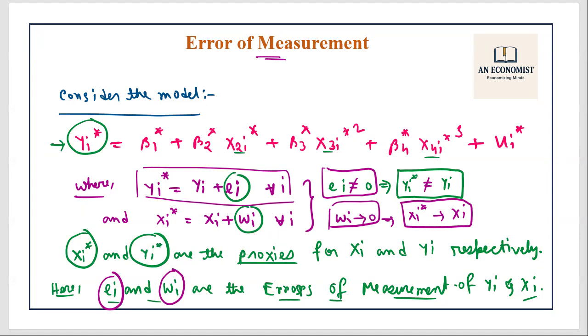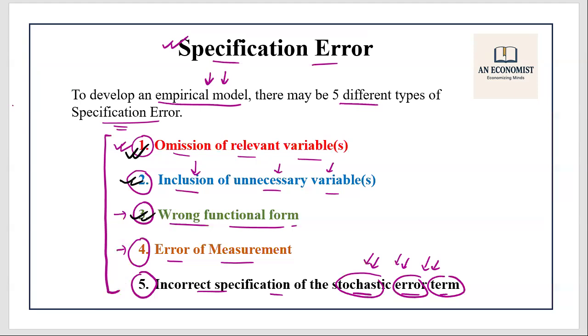And this xi star and yi star are the proxy variables. Whenever ei and wi tend to 0, xi star and yi star tend towards becoming the best proxies. And if they are absolutely equal to 0, then yes, xi star is exactly equal to xi, yi star is exactly equal to yi, and it becomes the best proxy, right? So this is the error that will come into the picture when ei is not equal to 0 and wi is not equal to 0: the specification error due to error of measurement, right? So this is the fourth kind of error that you can commit.